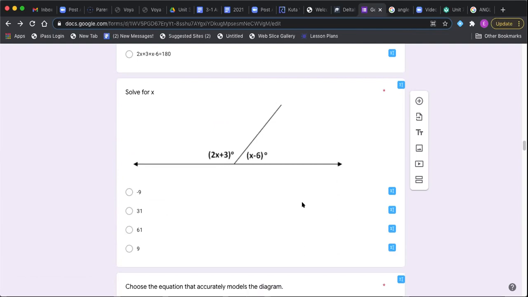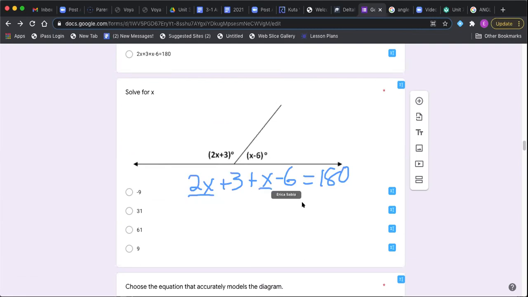Okay, so our equation was 2x plus, whoa, what's happening? Why did I just zoom like that? Weird. I don't know. 2x plus 3 plus x minus 6 should equal 180 altogether. So there was my equation from the last question, and now I just have to solve it.